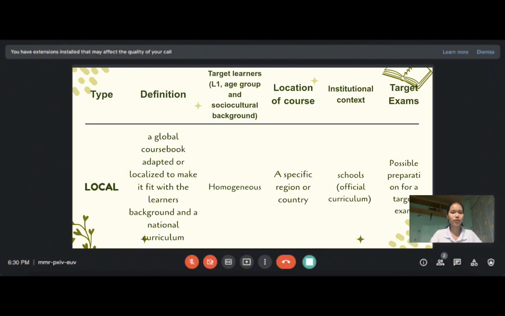So take note, global course books are one size fits all, so they can be used anywhere, while local course books are adapted or localized specifically for, for example, Filipino learners, and cannot be used in any other part of the world. So yes, that's all.